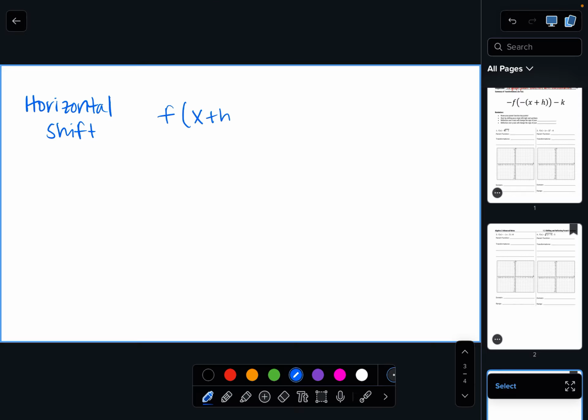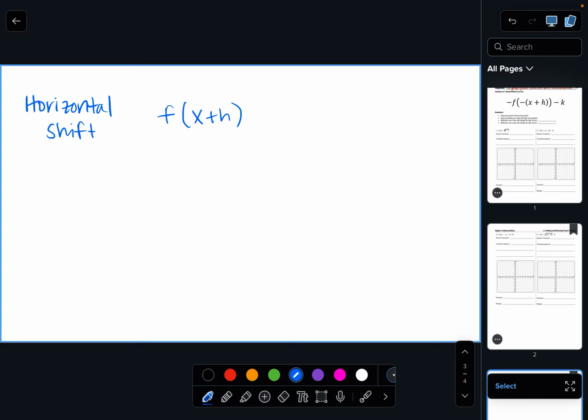f(x + h). So anytime you are inside of a parent function, so if it's a quadratic, it's inside the parentheses. If it's an absolute value, it's inside the absolute value bars. If it's a square root, it's underneath the square root. And you have a number being added or subtracted, that means you are shifting left and you are shifting right.